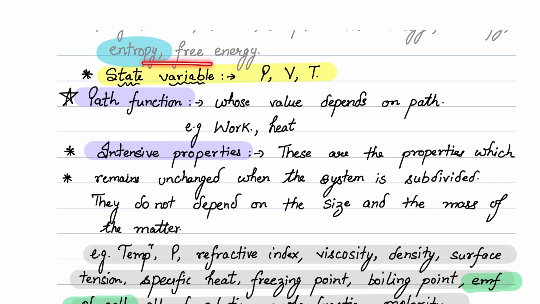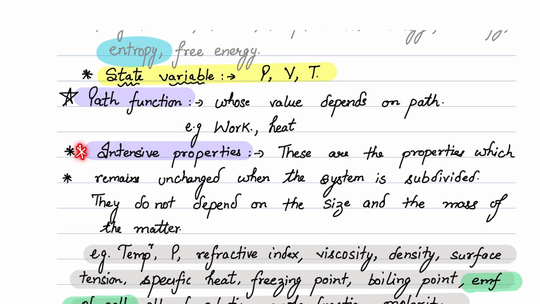Now next important term is state variable. There are basically three important state variables: pressure, volume and temperature. Next important term is path function. Path function is a function whose value depends on the path, for example work done and heat.